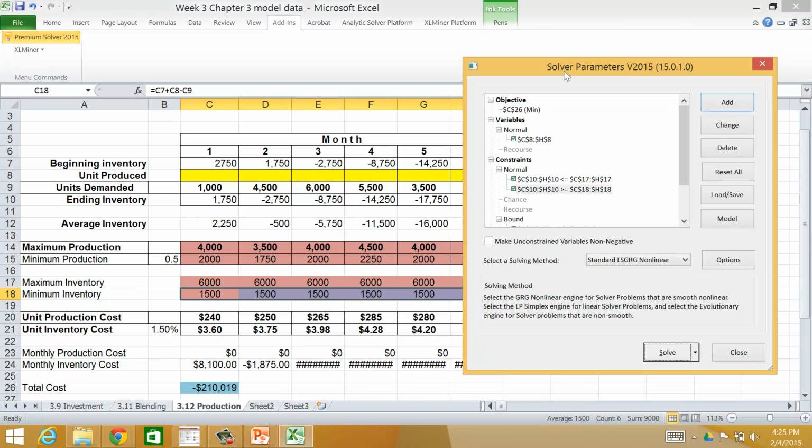So if you look, they're just these two groups, and these two groups are the bounds. So you probably have noticed that even though when we define the constraint, we just click constraint add, the solver actually categorizes those constraints for us. Okay, and here we don't need to check this unconstrained variable non-negative, because they are already bounded here.